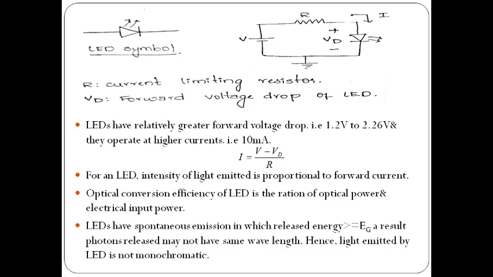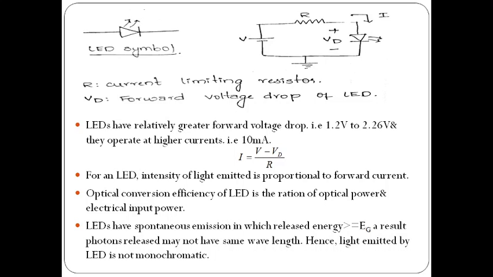Here we can observe the forward voltage drop Vd, and R is the current limiting resistor, which is used to avoid damage to the LED. This forward voltage drop is generally 1.8 to 3.2 or 3.6 volts in LEDs. In a normal PN diode, the forward voltage drop is 0.3 to 0.7 volts. So these LEDs have a higher forward voltage drop, that means a higher cut-in voltage, so they operate at higher currents.